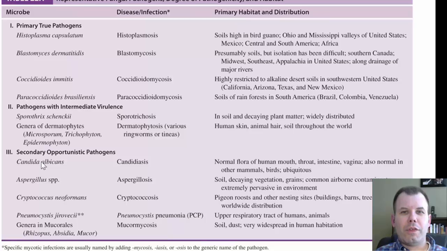Cryptococcus is another one we see very highly associated with AIDS patients. And then pneumocystis is another one that we see a lot now with AIDS patients, especially when the immune system is weakened. So people on transplants, people that are on cancer therapy drugs, and then people that have weakened immune systems due to disease as well. And so those are the ones that we worry about the most when we're talking about opportunistic.